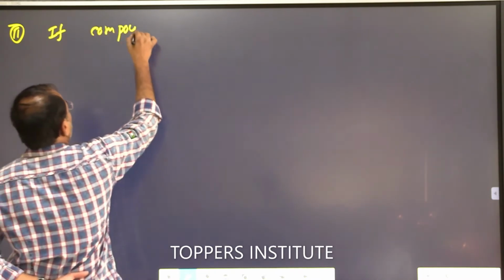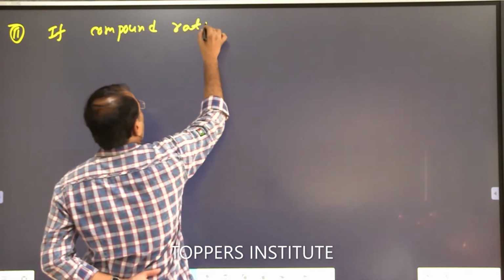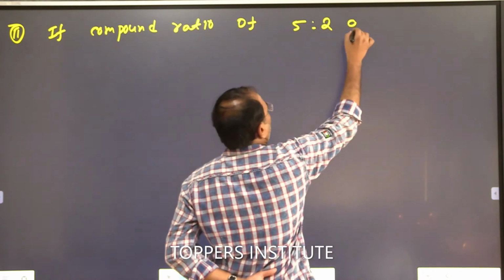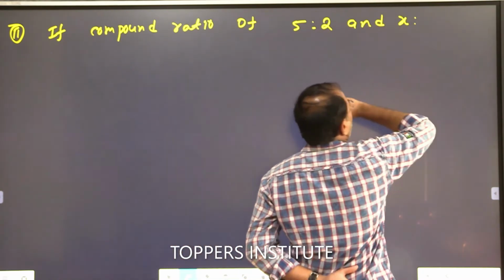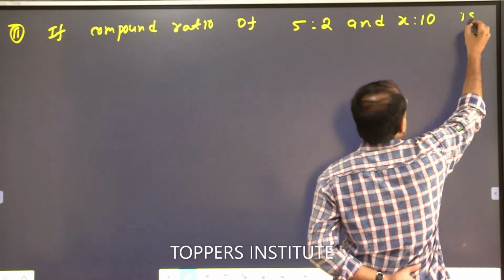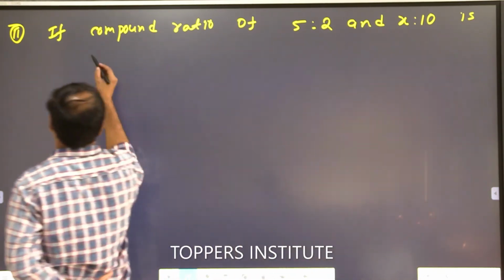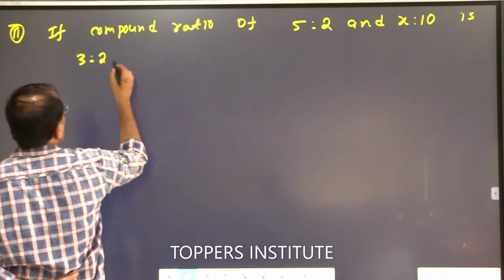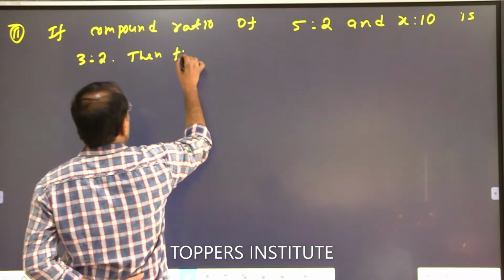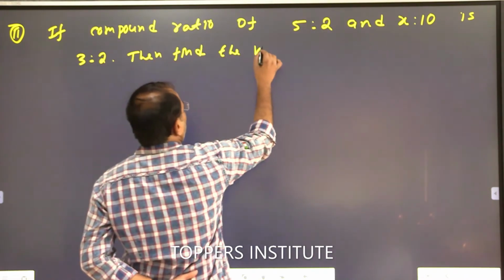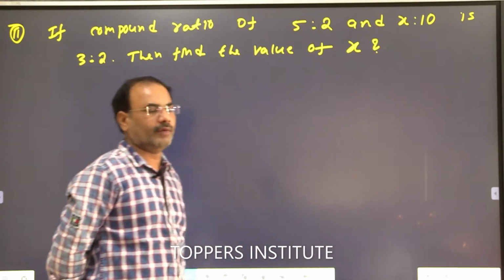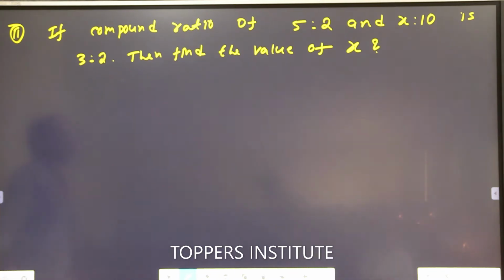If compound ratio of 5:2 and x:10 is 3:2, then find the value of x.